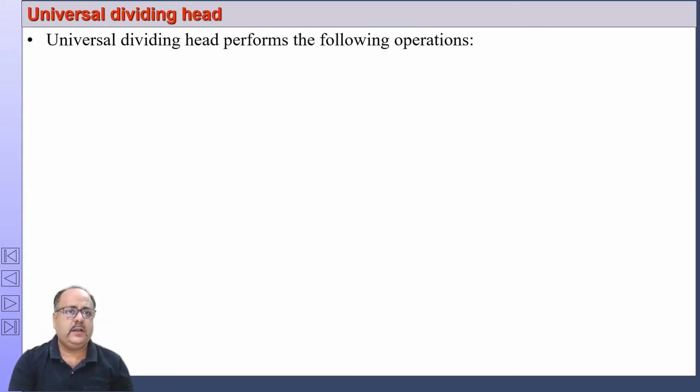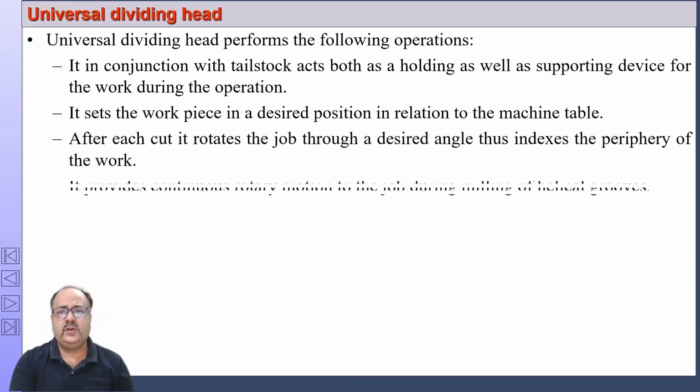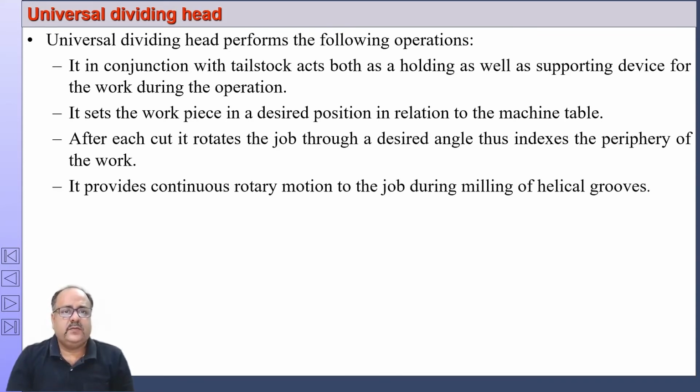The universal dividing head has the following functions in conjunction with the tailstock. It acts both as a holding as well as a supporting device for the work during the operations. It sets the workpiece in the desired position in relation to the machine table.